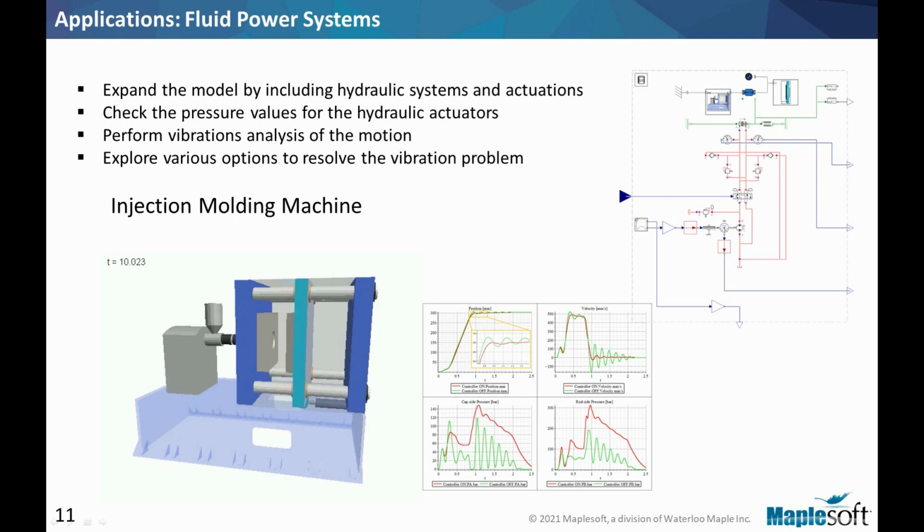For this injection molding machine, for example, the compliance comes from the compressibility of the hydraulic fluid in the cylinders. Using this model, you can modify and test your control code to deal with these vibrations. This will finally result in reduced machine cycle time, increased throughput, and safe machine operation.